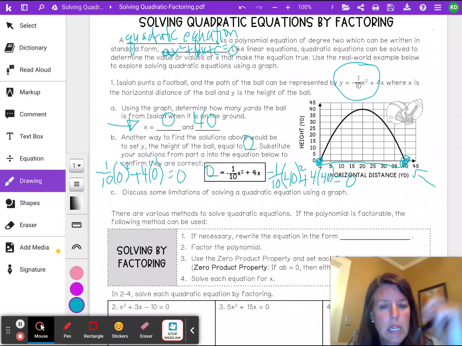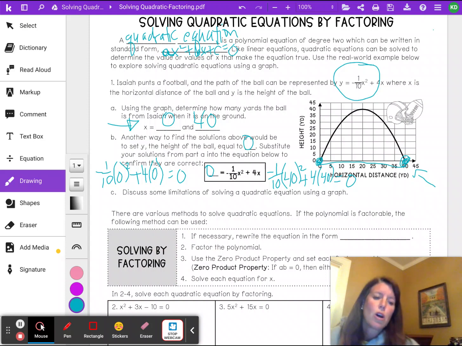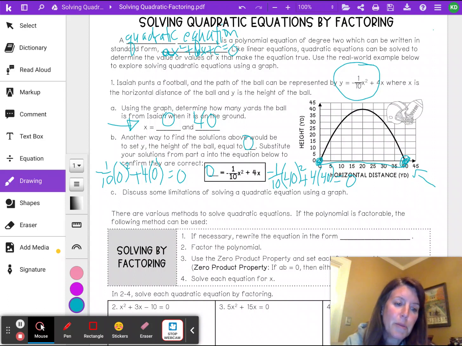Some limitations. So C, discuss some limitations of solving a quadratic equation using a graph. Sometimes you're not going to have a good integer, and an integer is just a whole number, like counting numbers, so positive and negative counting numbers that do include 0. Some of your answers might be like 1.2, and it's hard to look at a graph and see 1.2 on there. So that might be a limitation when you're trying to solve using a graph.